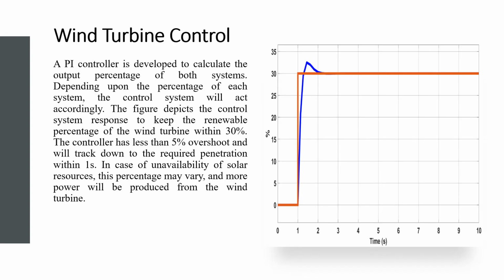So in order to achieve the desired penetration of the wind turbine, a PI controller is developed to calculate the output percentage of both systems. Depending upon the percentage of both systems, this PI controller will act accordingly.